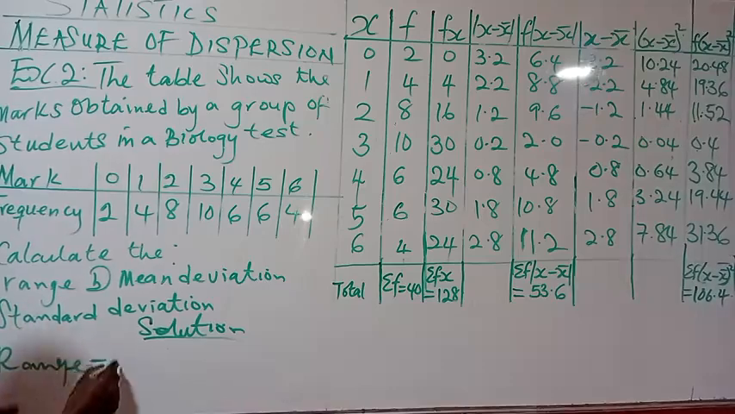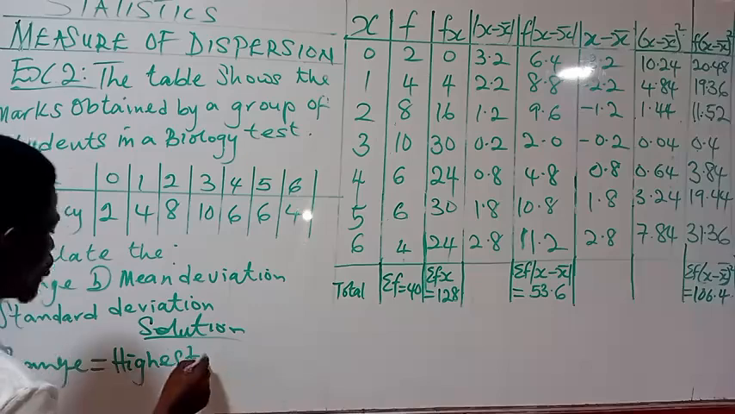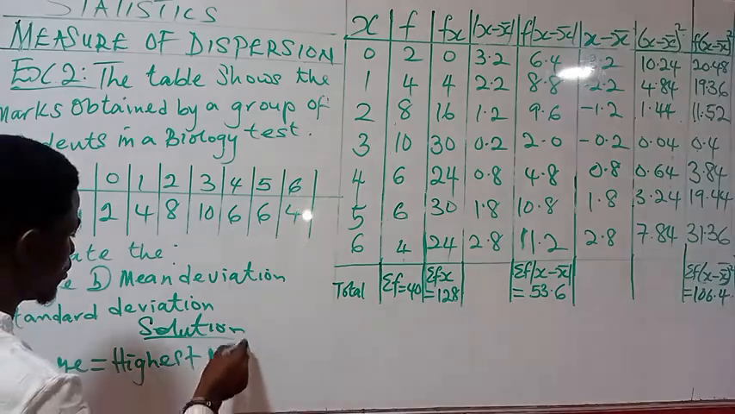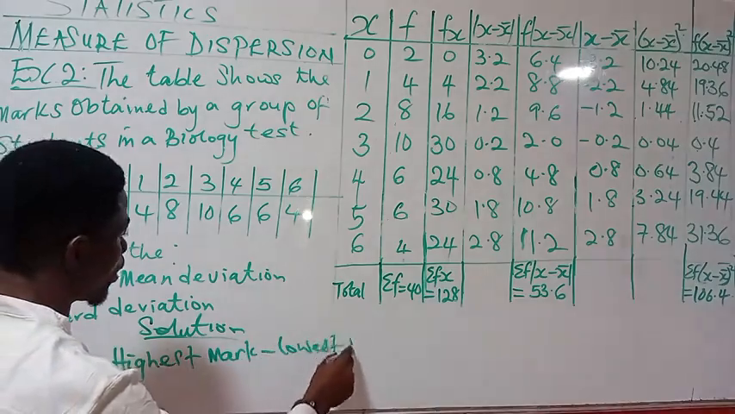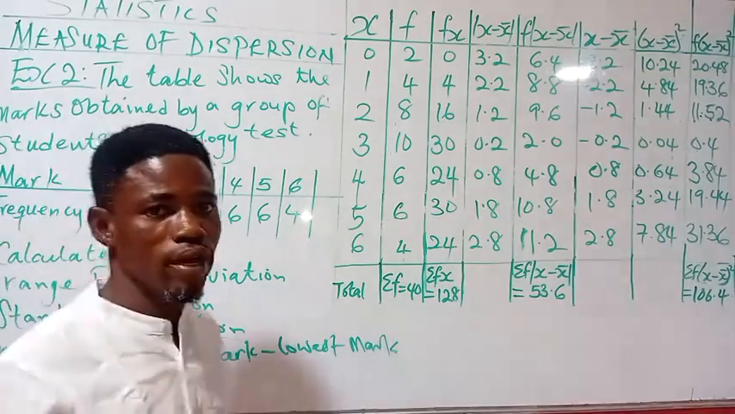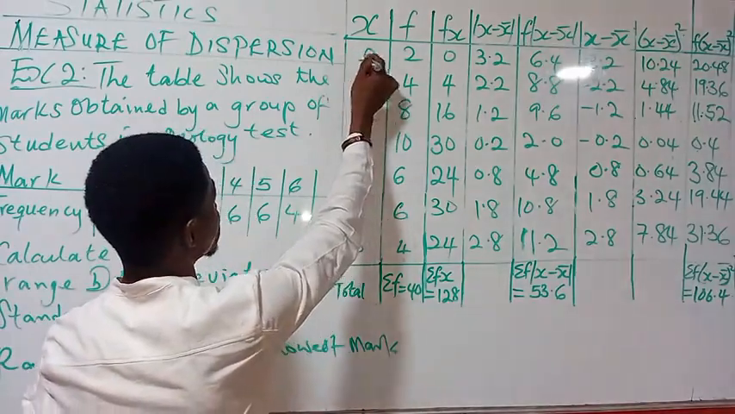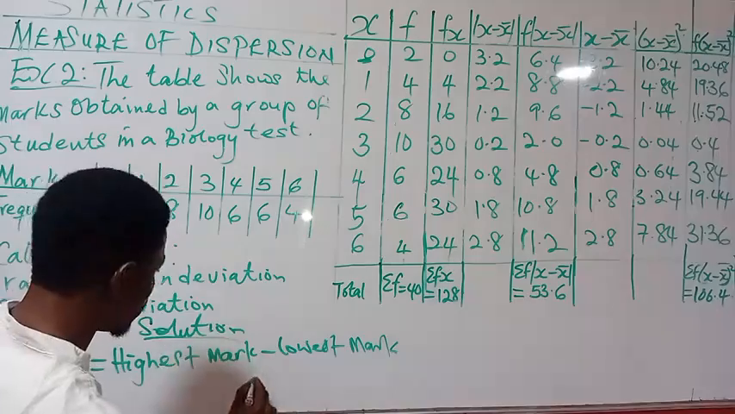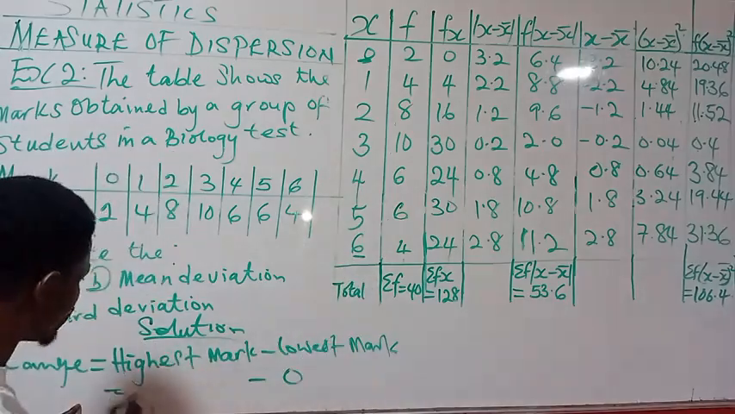Range is the highest value, the highest score, let me say highest mark, minus the lowest mark. That is range: highest score minus lowest mark. Now, just go to the score here. We have 0 as the lowest mark. Then the highest mark is 6.